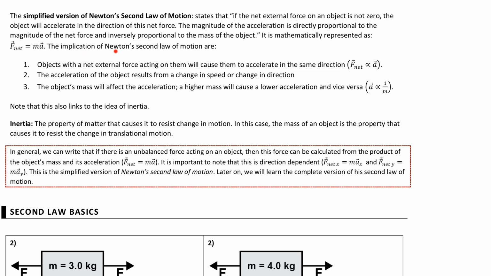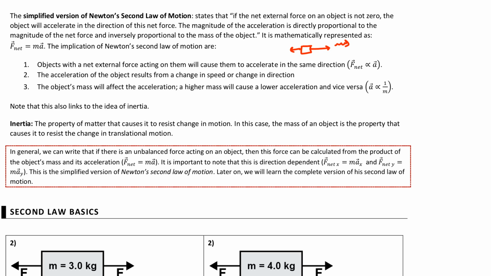The implications of Newton's second law are: objects with a net external force acting on them will accelerate in the same direction. So that means if my object has 2 forces acting on it, and this one is bigger, the net external force is this way, and therefore the acceleration is also in this direction. And if it was the opposite, the acceleration would be in the opposite direction. The acceleration of an object results from a change in speed or change in direction.